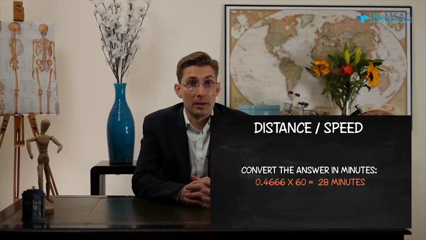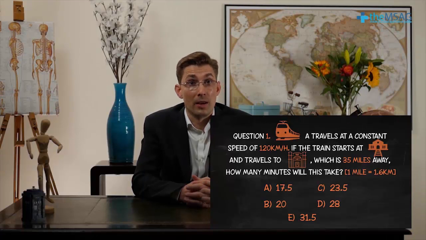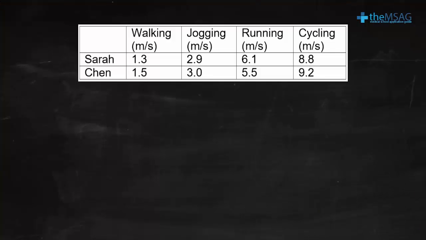Remember, this time is in hours. We must multiply our answer by 60 to convert to minutes. 0.466 recurring multiplied by 60 gives us 28 minutes. Therefore, option D is the correct answer to this question. One more example should solidify this method for you.